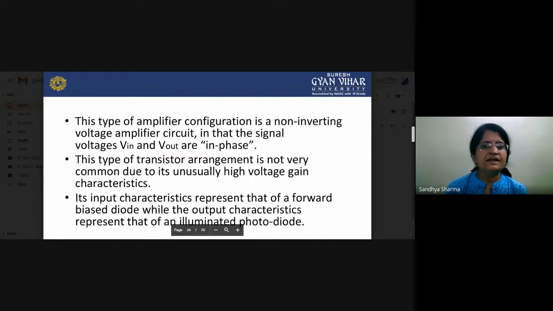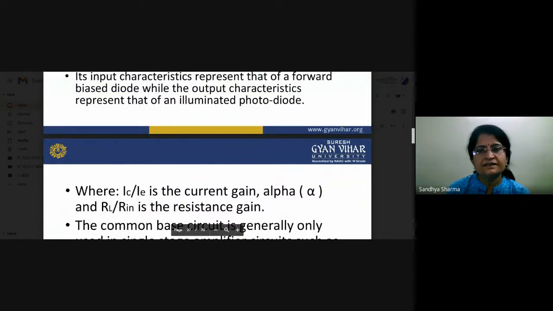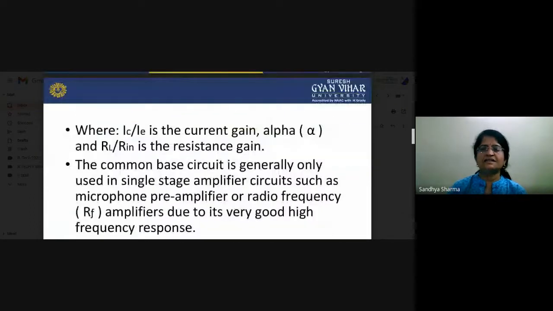Input characteristics resemble a forward bias diode. So what will happen here? We will again see the input and output characteristic graphs in our next slide. At present we will see the current gain. The current gain is called alpha, and that is equal to IC upon IE, the ratio of collector current to emitter current, and RL and RIN give the resistance gain.